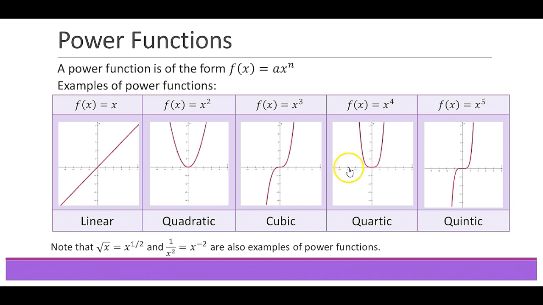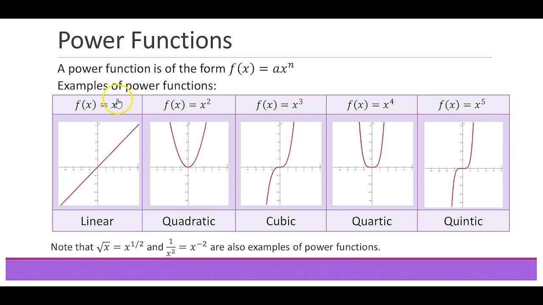So the pattern I want you to start to recognize is when I have an even degree on these power functions, they look pretty similar. They have this sort of U shape, but really what I want you to focus on is that both ends of the function are going towards positive infinity.